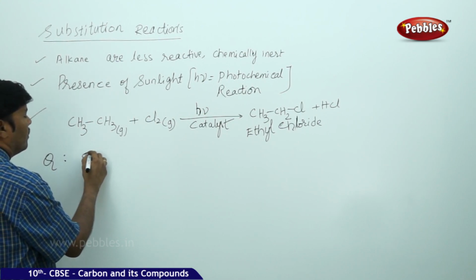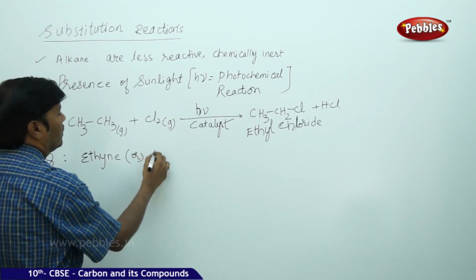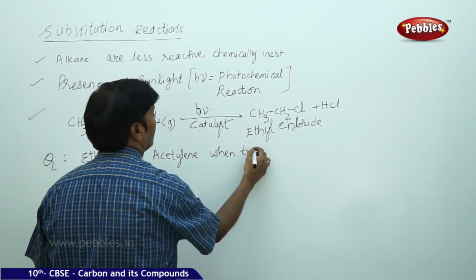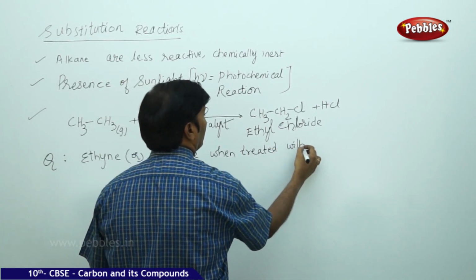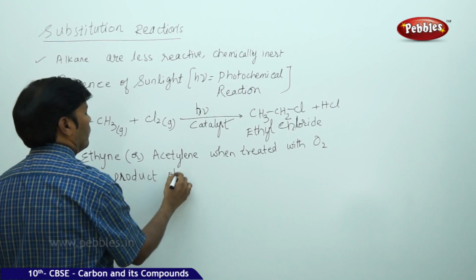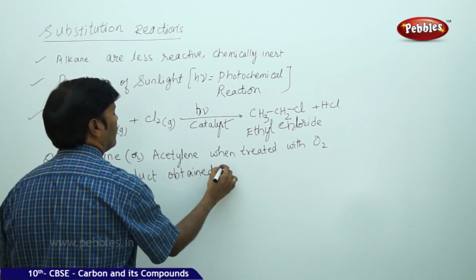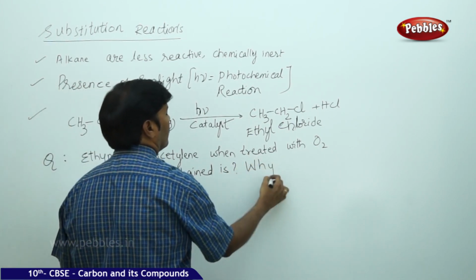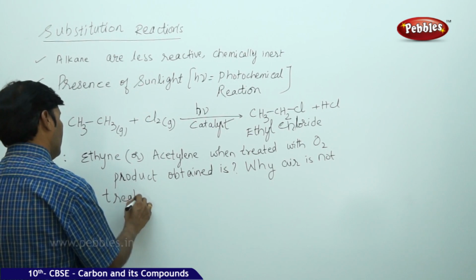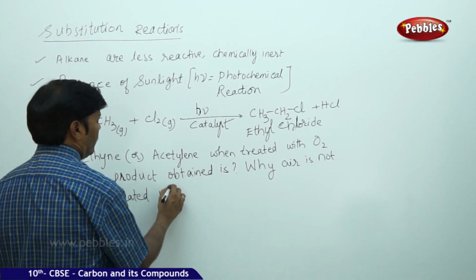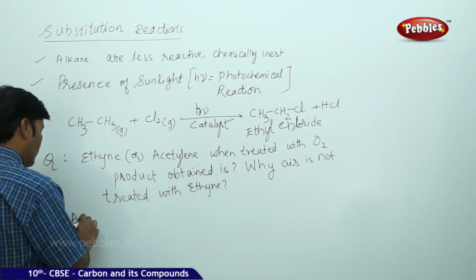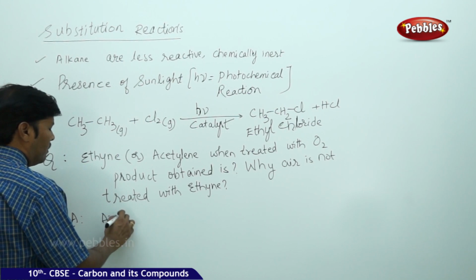ethyne, or acetylene, when treated with O2, the product obtained. Why is air not treated with ethyne? The answer for this question is that air is a mixture.